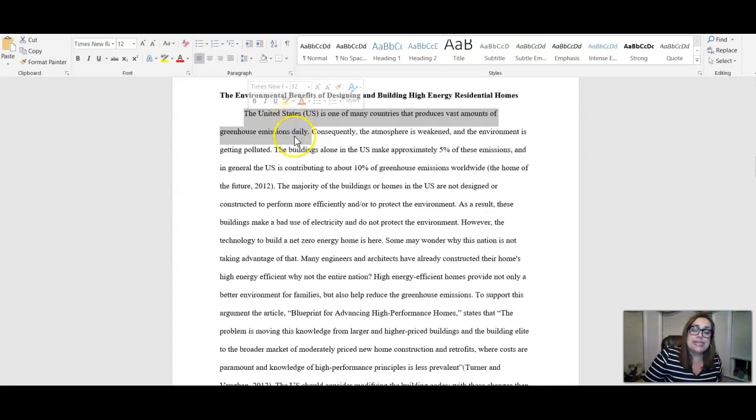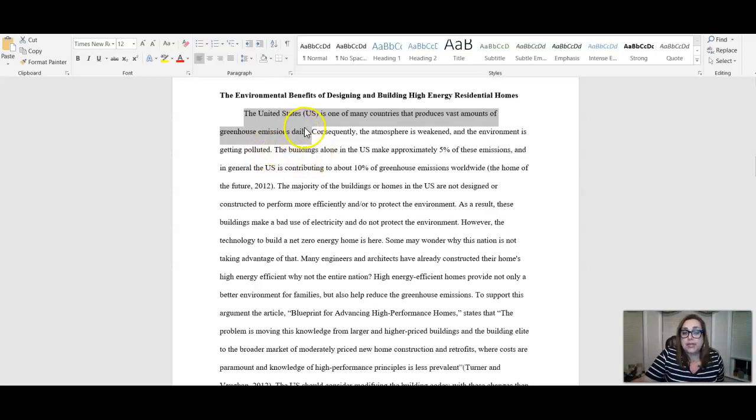Anyway, so his attention grabber is the United States is one of the many countries that produces vast amounts of greenhouse emissions daily. So what he is saying here is that as a country, the United States, we produce a lot of pollution in our country.